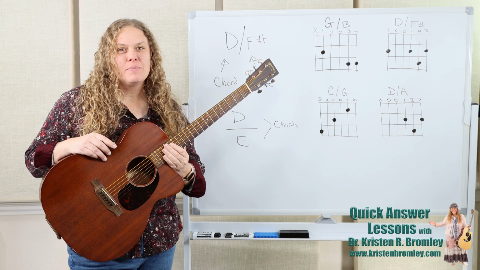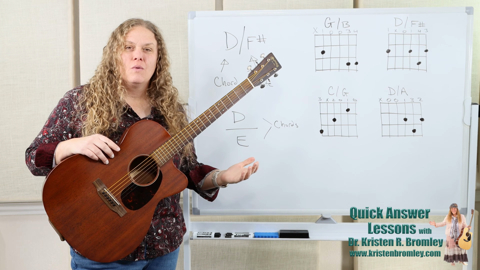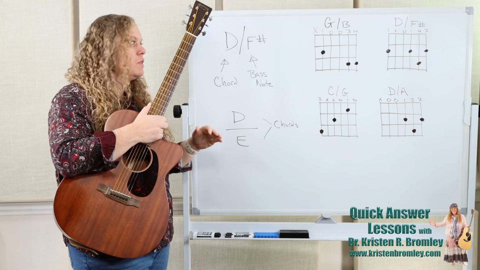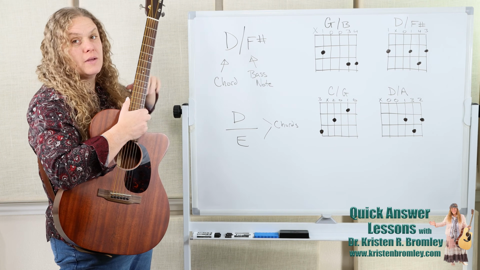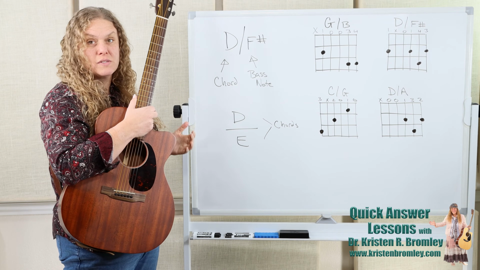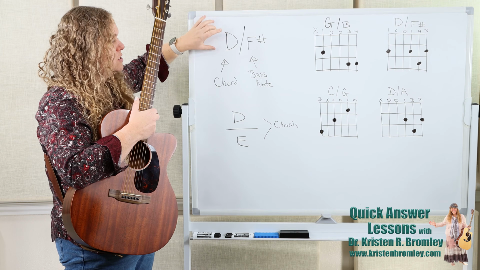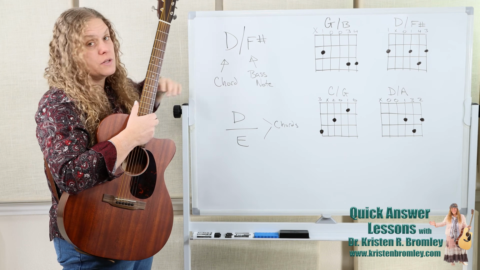In this quick answer episode, I'm going to be talking about slash chords. So, what are slash chords? Well, sometimes when we're playing music, we run into a chord symbol that looks sort of like this, where we have D slash F sharp. The way we pronounce that is D over F sharp. And the reason we say it that way is because on the left side of this slash is our actual chord, and then on the right is an alternate bass note.